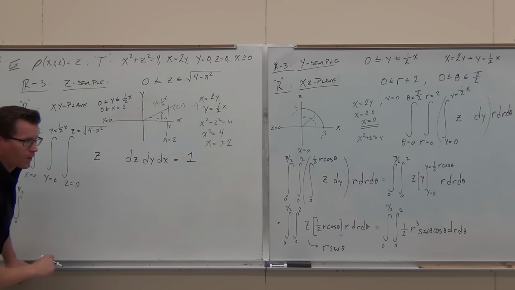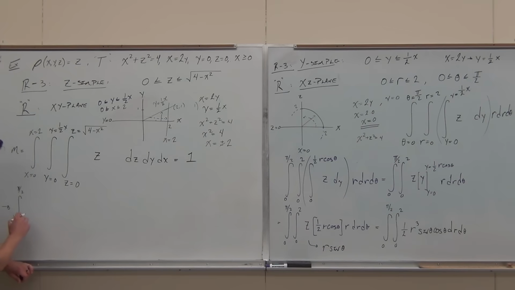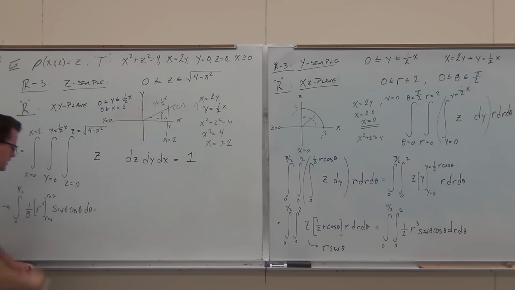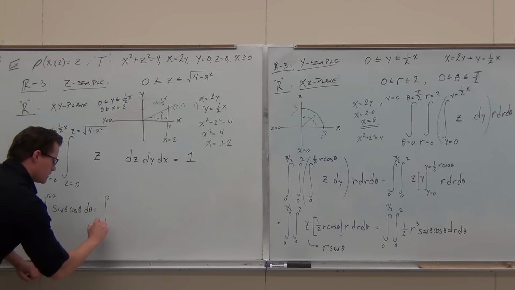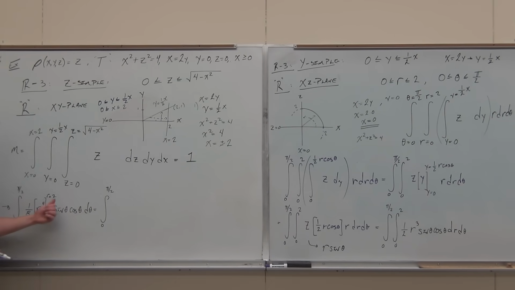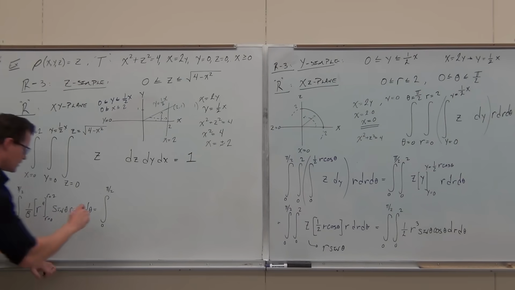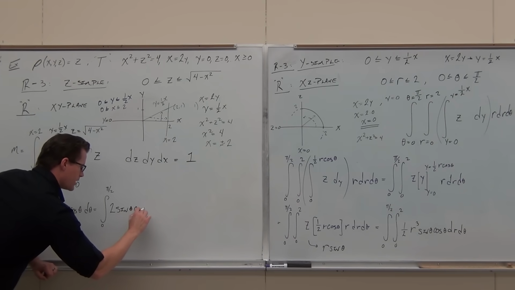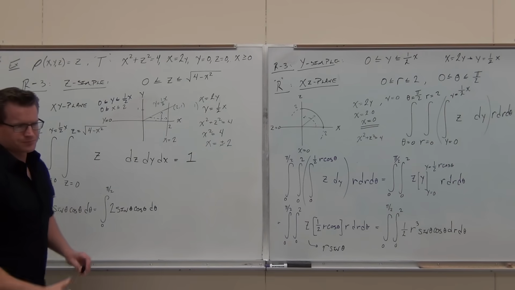So integrating with respect to r, we get 1/8 r to the 4th. We're going to plug in for r 0 and 2, and then we're going to have this sine theta cosine theta d theta. Well, that looks friendly. 0 to pi over 2. If we plug in 2, we get 16 over 8. That gives us 2. Plug in 0, we get 0. So we end up getting 2 sine theta cosine theta d theta.